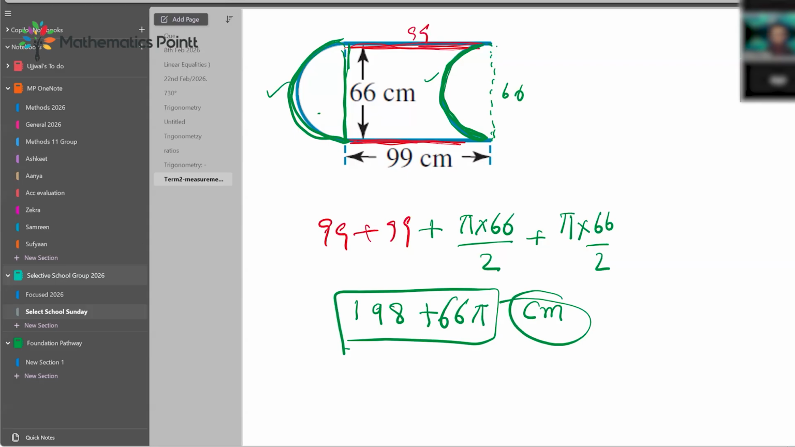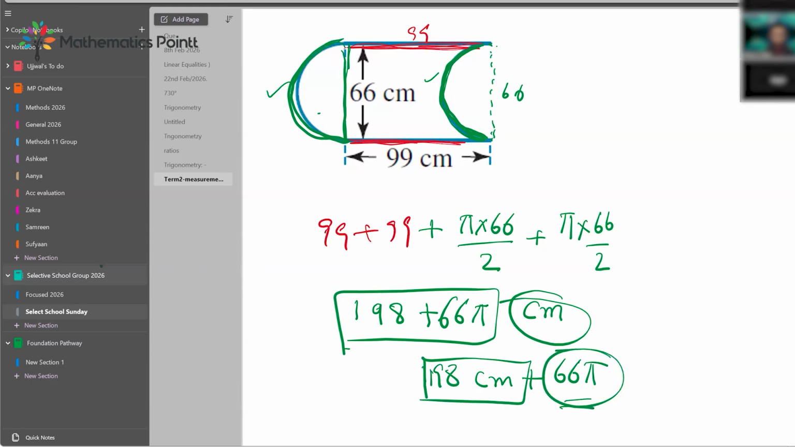Also, I've seen a few people write 198 centimeters plus 66 pi. Hang on. Why is this centimeters and not this? This is also a number, right? If you multiply it with 3.14. So this doesn't work. The way you have to write it down is this.